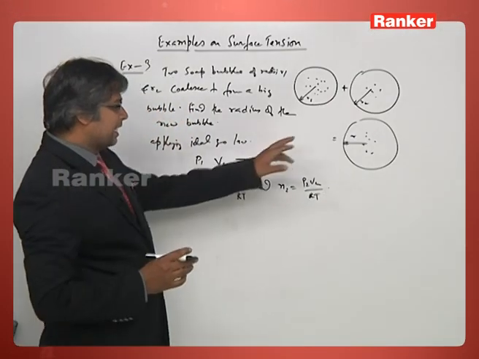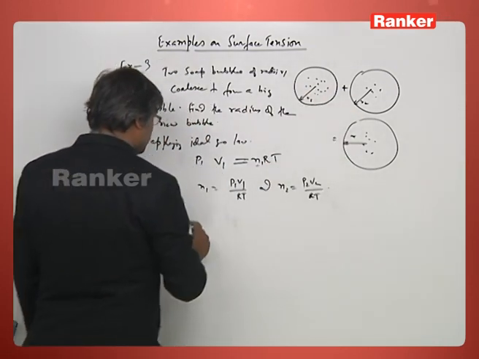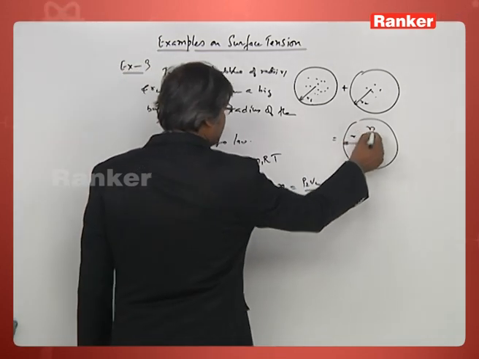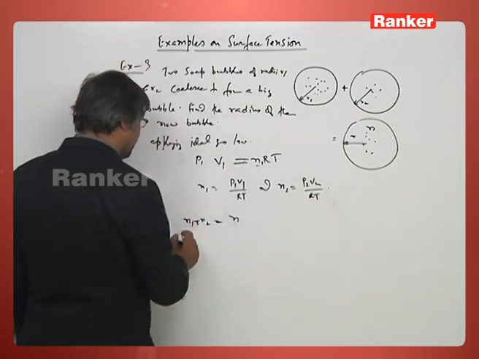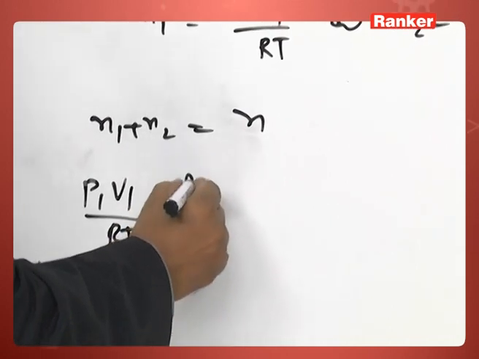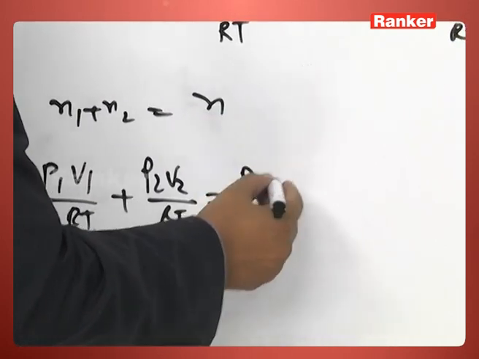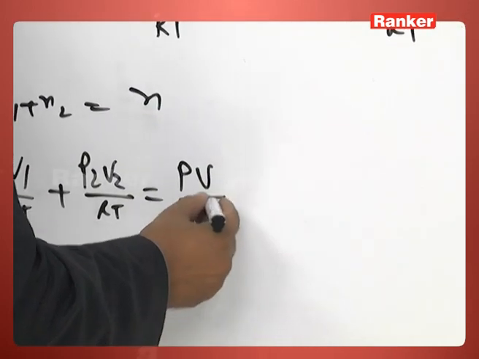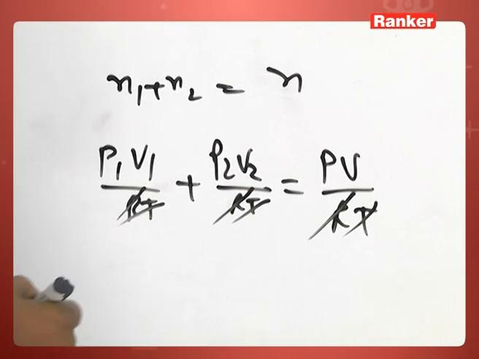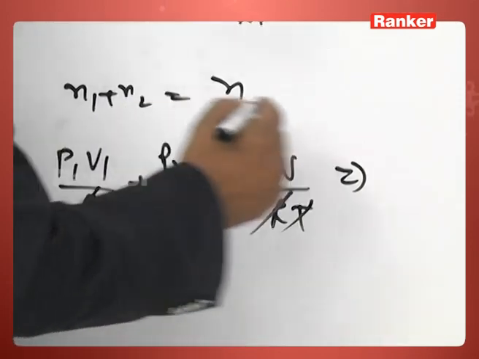Now what we can equate here is the total number of moles, N. So N1 plus N2 is P1 V1 by RT plus P2 V2 by RT, that is equal to P new volume V by RT. So we have cancelled R, T. So we have P1 V1. Now what is P1?